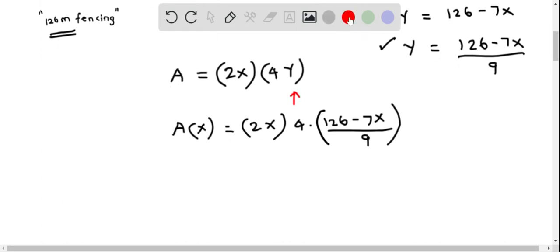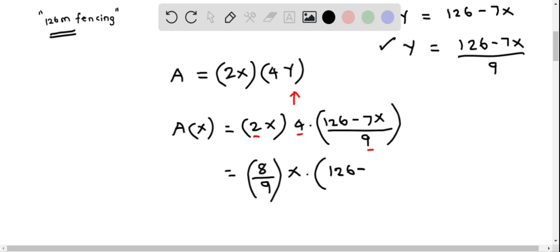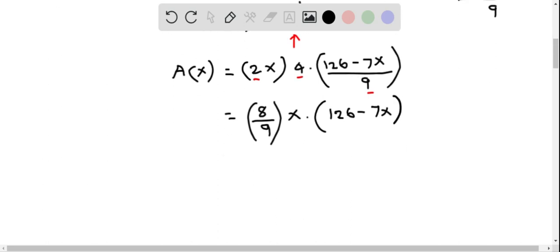First let's multiply the numbers. We have 2, we have 4 and 9 in the denominator, so 2 times 4 is 8, and it's divided by 9, so we can write this fraction as 8 over 9. We then have the x, and inside the brackets we have 126 minus 7x. We'll now distribute the x into these terms. So when we do that we get 8 by 9 times (126x minus 7x squared).